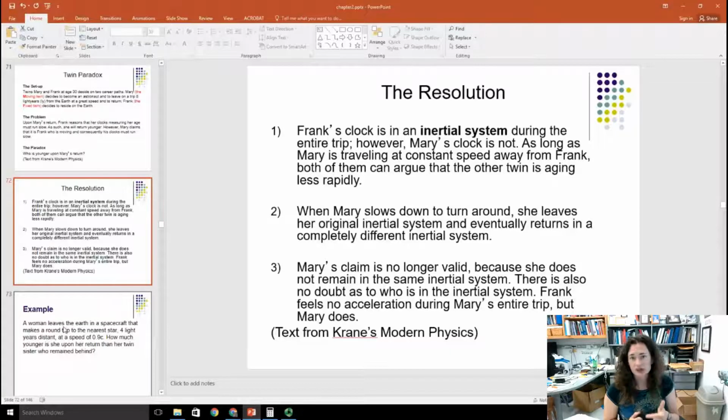So on several occasions throughout the trip, Mary's got to change her direction or her speed, which means she's accelerating, which means Frank is in the inertial frame and not her. Okay? So what this means, basically, is that Mary's wrong and Frank is right in this case. And so that's who decides who's younger, Frank.